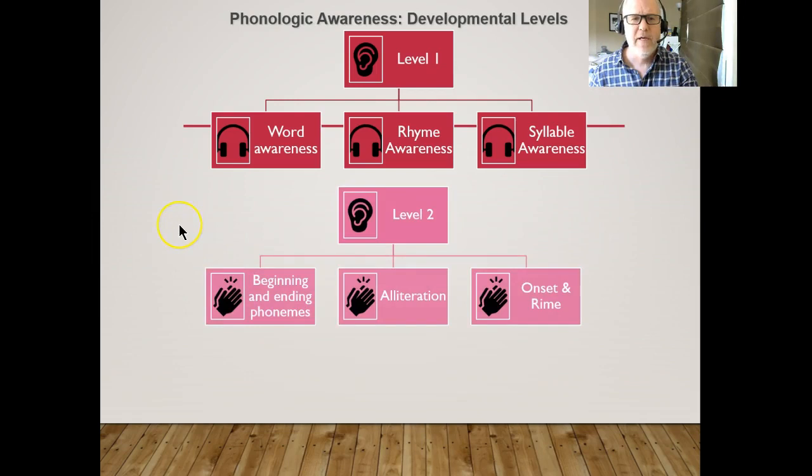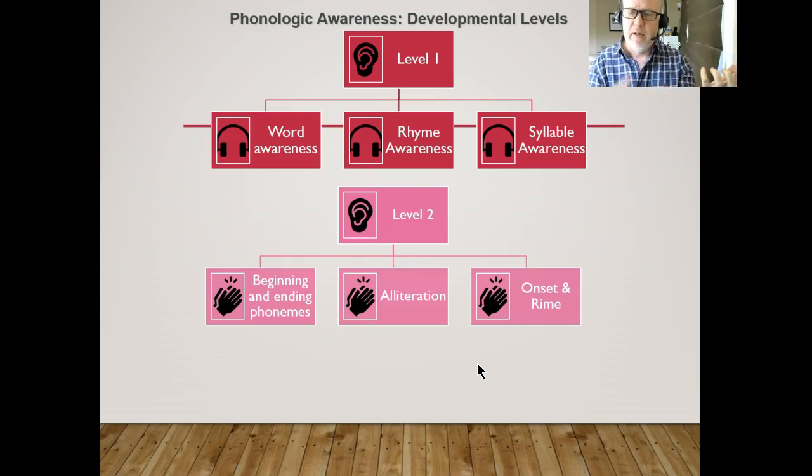At a second level, you have the ability to listen for beginning and ending phonemes. So what is the first sound in the word mattress? What is the last sound in the word mattress? S. Alliteration is your ability to come up with words that begin with the same sound. So what's a word that begins with the same beginning sound as boat? Ball.